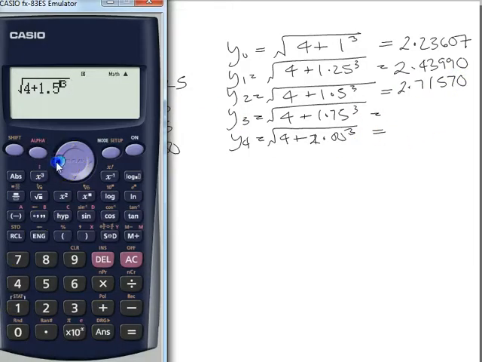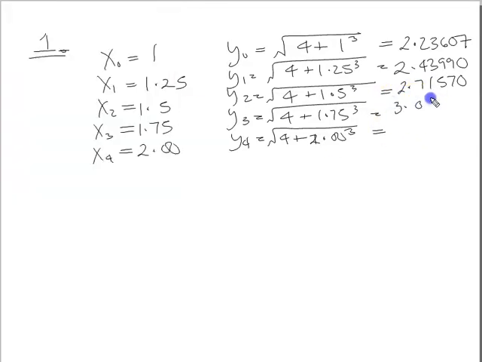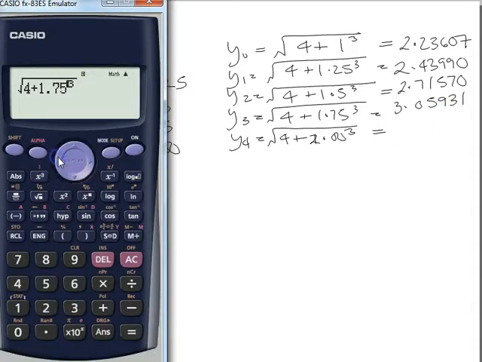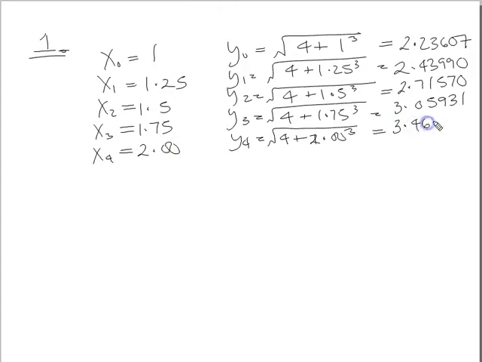Now the next one. That's 1.75. And again, just change this accordingly. Press equals. Get the decimal. 3.05931. See the 9 rounds up to 0 to 1. 3.05931. And then the last one. Just put a 2 in then. Just delete that. Put a 2. Press equals. And get that. 3.46410. Yeah?